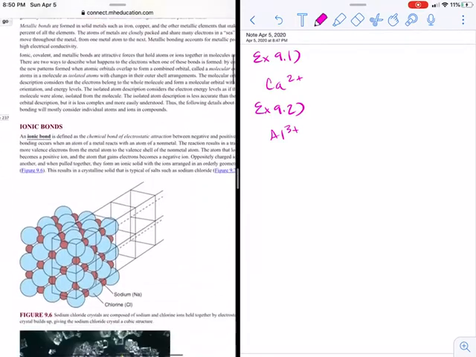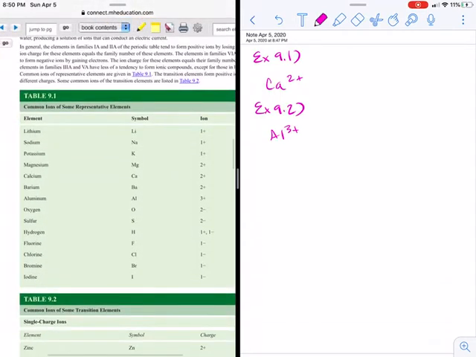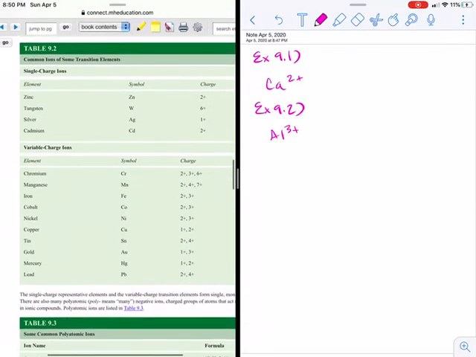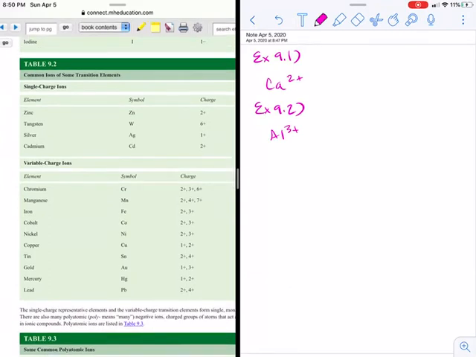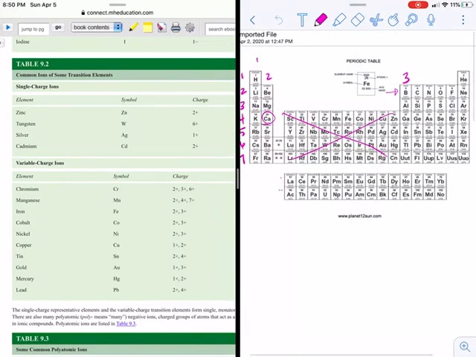So let's see, is that it for chemical bonds? Surely not. There were some things that I wanted to point out to you that the PowerPoint just didn't give. It might have given table 9.1, but I want to look here a little bit at these important tables, 9.2 and 9.3. Look and see how there are these variable charge ions. Things like that are in the middle of the periodic table.